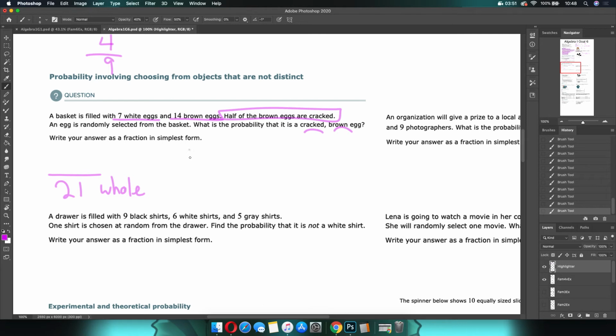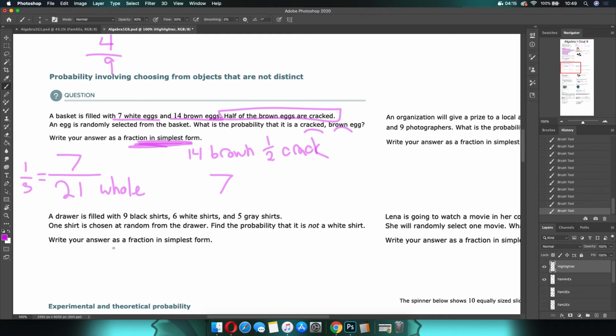So here's what we're doing. If there are 14 brown eggs and then half of them are cracked, what is that going to be? 7, because 14 times 1/2 is 7, or 14 divided by 2, either or. So this is going to be 7 out of 21. And keep in mind, they always want simplest form, so they will nitpick you on this. 7 over 21 simplifies to 1/3.